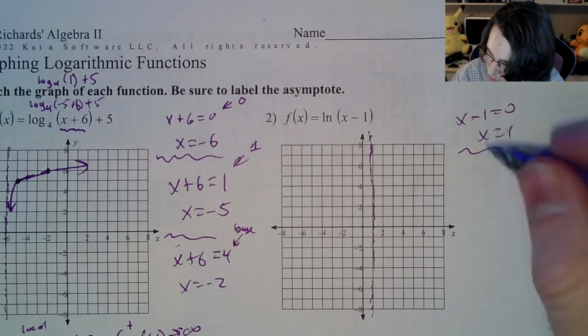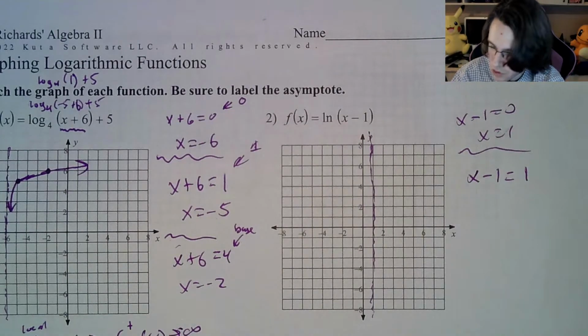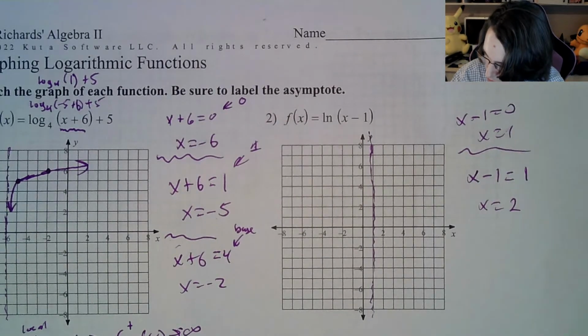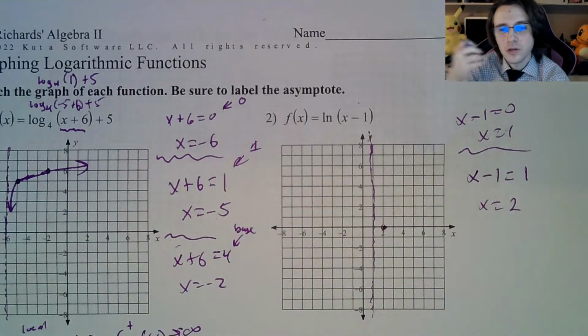Then we want to set x minus 1 equal to 1. Setting it equal to 1 is going to give us another good coordinate. In this case, you get x equals 2. When you plug in 2, that gives you 0. But again, if that's too difficult, use your calculator.